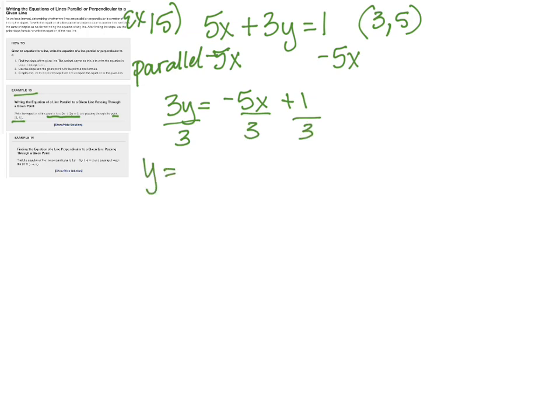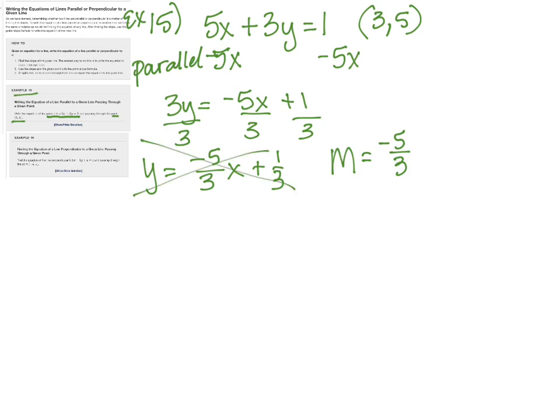So y equals negative 5/3 x plus 1/3. What do I know about this line? Our slope of this line, m, is negative 5/3. That's all I need this old line for. I just needed the slope from it. Okay? So at this point, once you've gotten the slope, you don't need this guy anymore.